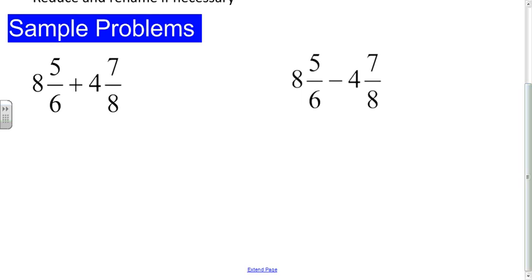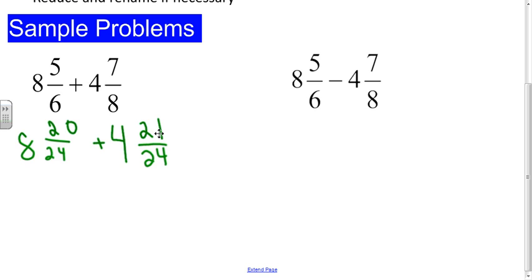So let's look at this first sample problem. I've got 8 and 5/6 plus 4 and 7/8. The least common denominator for these is going to be 24. So I'm going to have 6 times 4 is 24, 5 times 4 is 20, plus 4, and 8 times 3 is 24, 7 times 3 is 21.